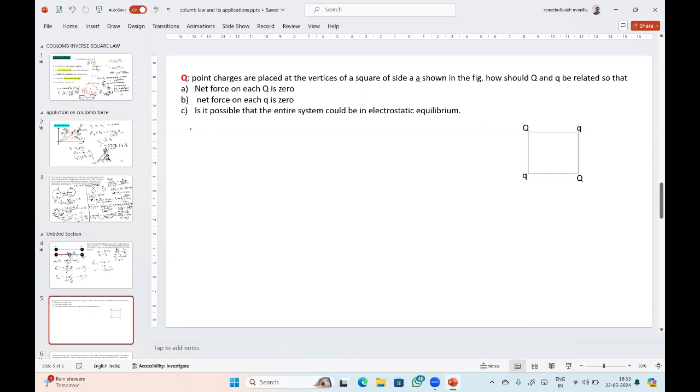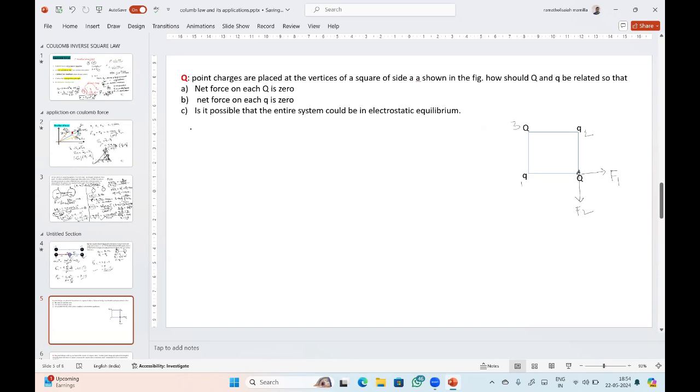See, according to the given question, I will take the net force on Q. You can take this one, or on the opposite corner another Q is there, you can take that also. Each Q is asking 0. So here all are similar charges. It is not mentioned whether negative or positive. Negative means only the direction will change, so no problem here. So this is force 1 I will take, and here this is force 2. This is 2, this is 1, and this is 3 I will take.